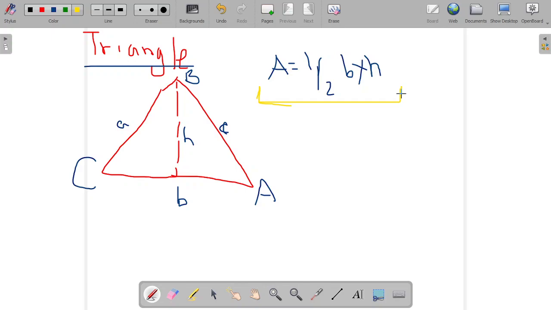The area here is calculated by multiplying the base times height by half, which is 1 over 2 times base times height. Here is the base, and here is the height of the triangle. If you are given a triangle like this as well, here is the height of the triangle, and here is the base of the triangle. So we need to understand that.